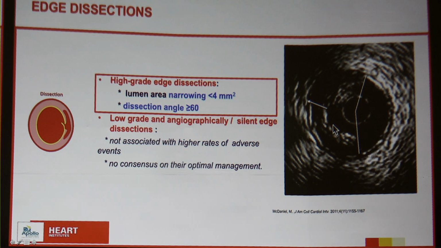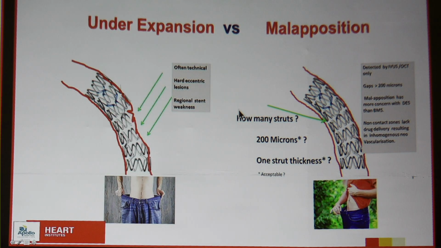Of course, it has been shown that low-grade, angiographically silent edge dissection need not be tackled, but these two figures are to be remembered. When the luminal area becomes less than 4 and dissection angle is more than 60, you have to think of stenting it. Two issues: under-expansion versus malapposition.